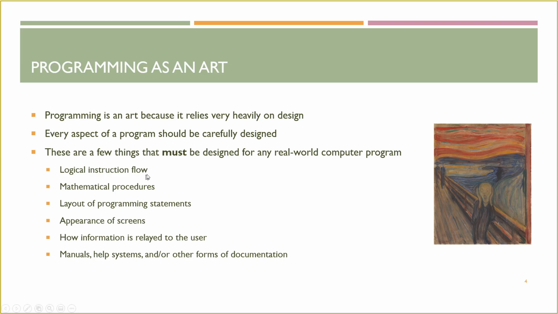You can take an algorithm, because you have logical instruction flow, and you can turn that algorithm into a functional program. Then there are any mathematical procedures that your program will use, how you want your programming statements laid out in the source code itself, the visual appearance of any screens in your program, how you relay information to your users, and then any kind of user manual, documentation, a how-to-use guide, a setup guide, anything like that. All of that needs to be designed in a real-life computer application. So there's some art there, right?